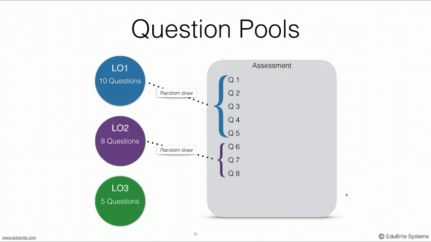So a pool can contain questions pertaining to particular learning objectives. The assessments can randomly draw all or any subset of them. The questions are not necessarily grouped by their pool like you're seeing here. They can be randomly spread throughout, so they don't have to be grouped by their pool learning objective. These are particularly beneficial for higher stakes tests or exams.